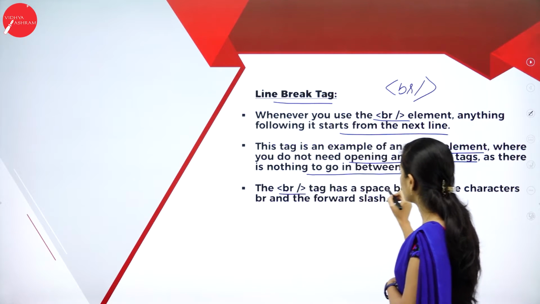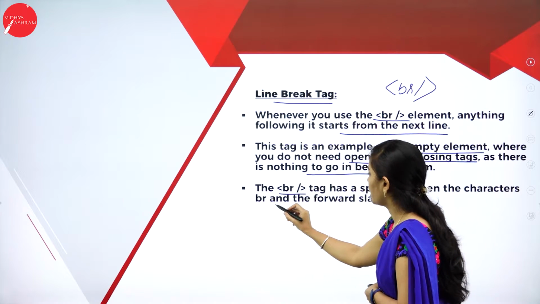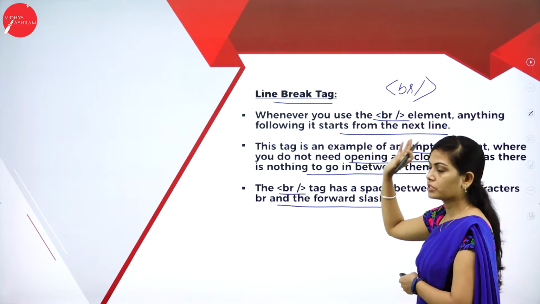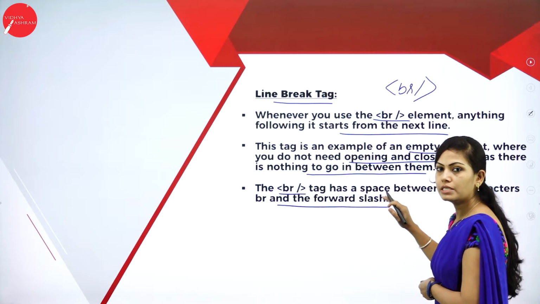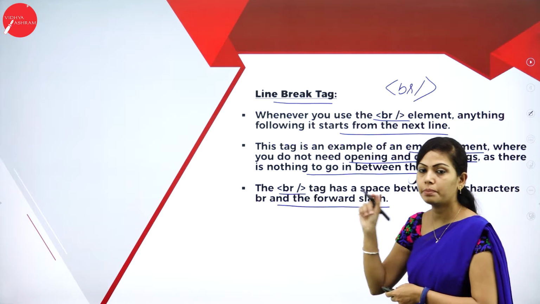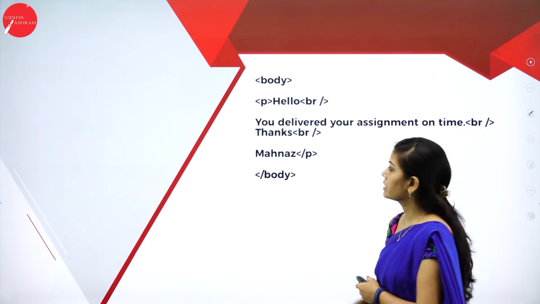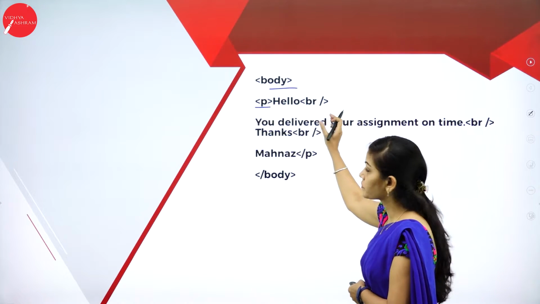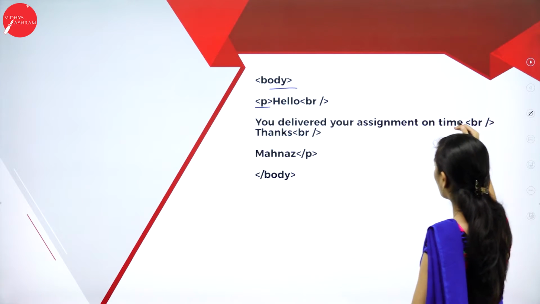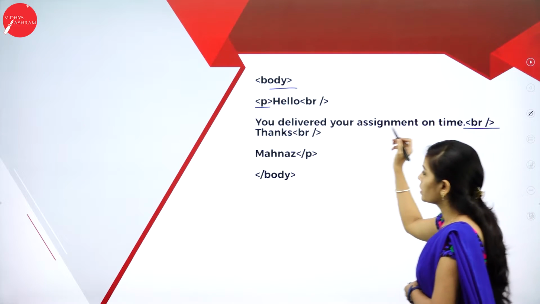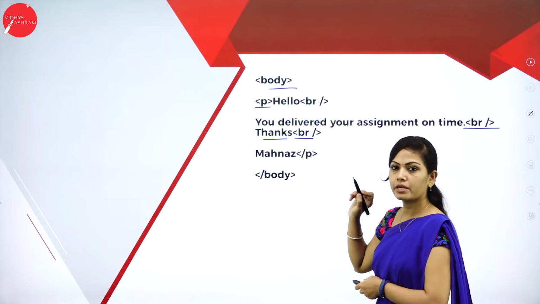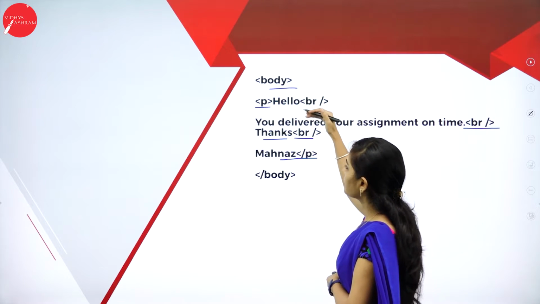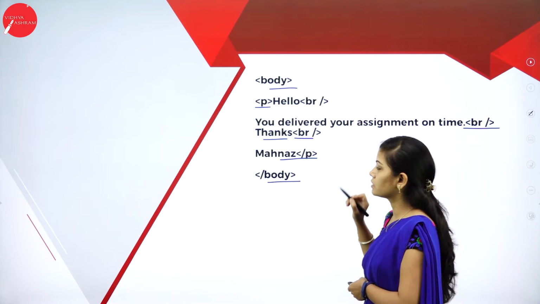The break tag has a space between the characters BR and the /. Break and /. The characters are BR and then /. This is the break tag, the line break tag. So an example for the break tag: inside a body I have given P, hello, and have given break. And next is you delivered your assignment on time. Again I will give break and thanks and I will give break. Next I will close the paragraph. So like this you can give the break between the characters and you can close the body tag.